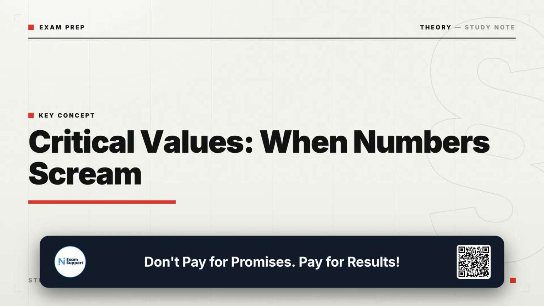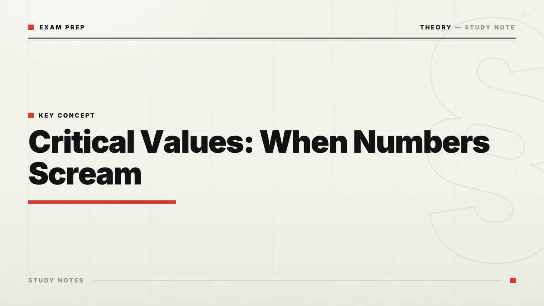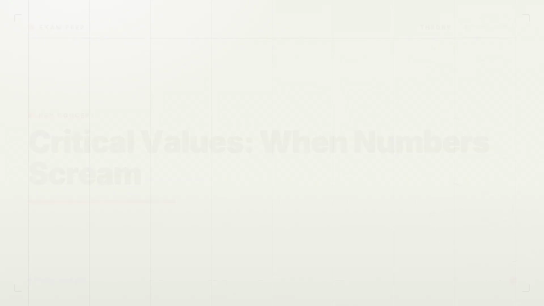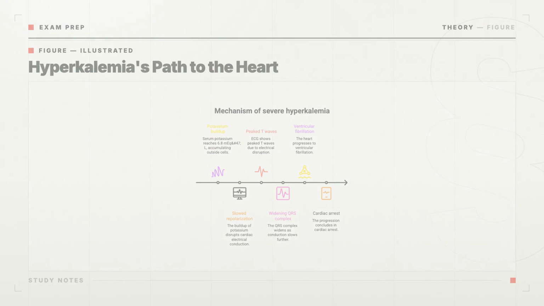A critical value, or panic value, is a lab result so extreme it threatens life immediately, no matter how the patient looks. Recognizing one is an analysis skill, the moment a nurse stops just collecting data and starts interpreting urgency. Potassium controls the heart's electrical rhythm, so a level of 6.8 is severe hyperkalemia. It slows repolarization, producing peaked T waves, then a widening QRS, then a collapse into ventricular fibrillation and cardiac arrest, often with no warning at all.